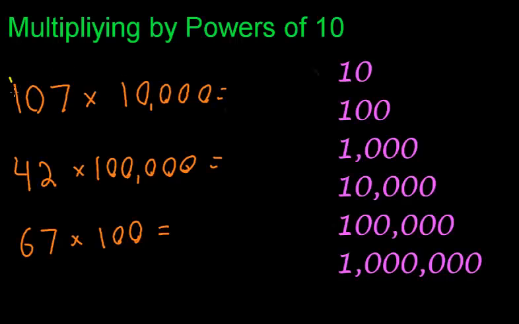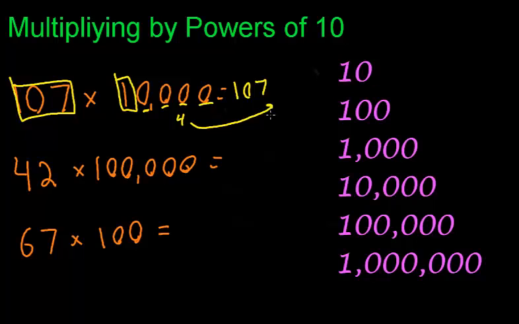So first we will multiply 107 times 1 to get 107. And then we're going to count the number of zeros, which we have 4. So we add that to our answer. And then we're going to add the commas.